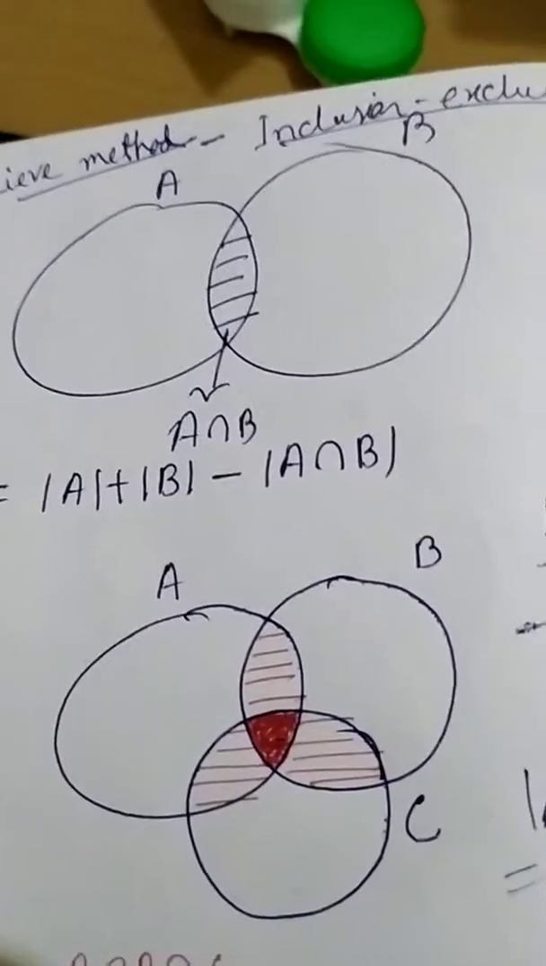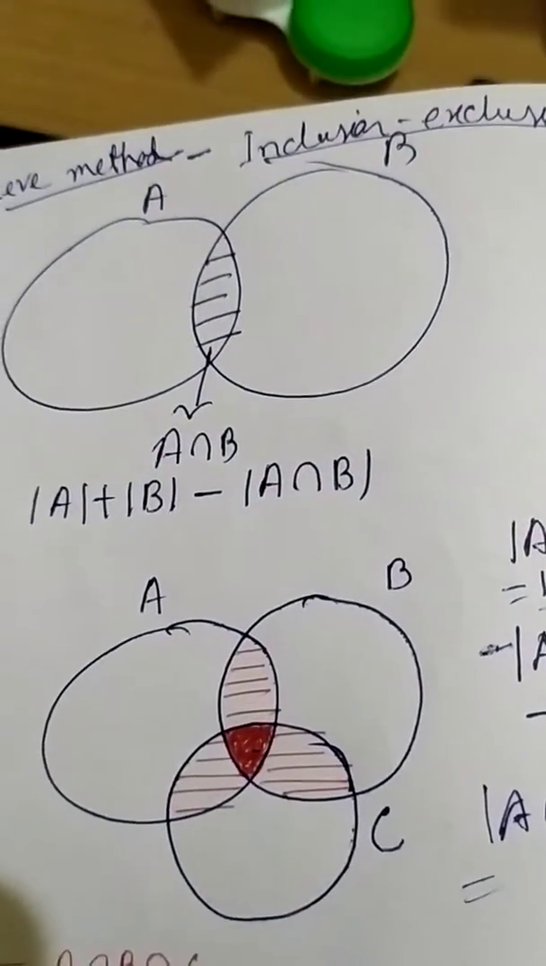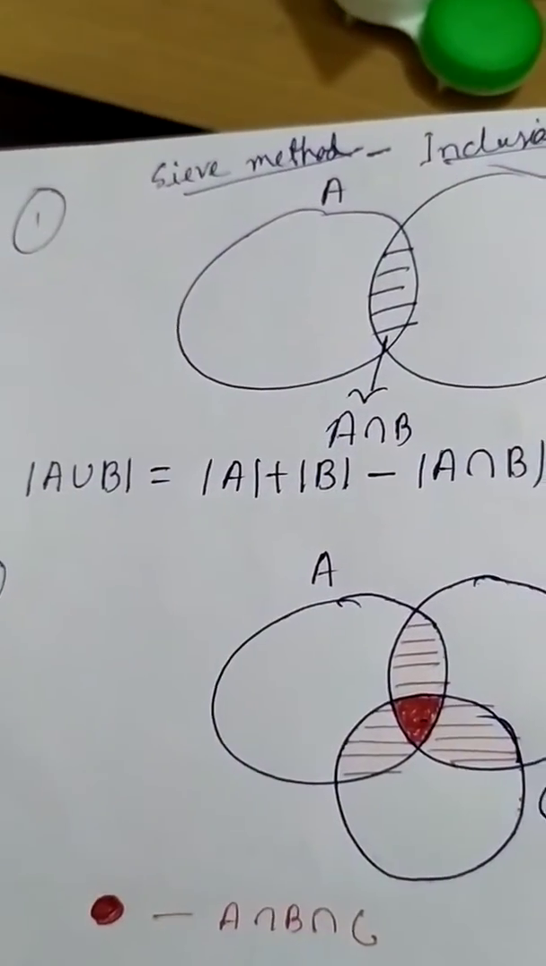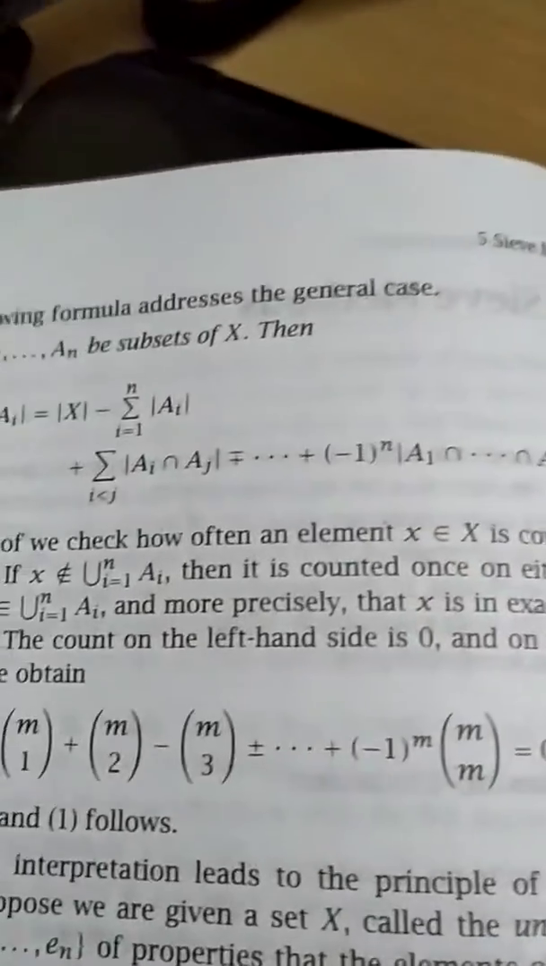That is the principle of inclusion exclusion. So this is the concept behind the principle of inclusion exclusion. This is one kind of Sieve method. Now there is a very interesting result in a generalized version.